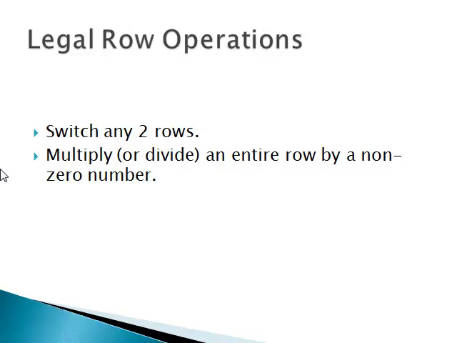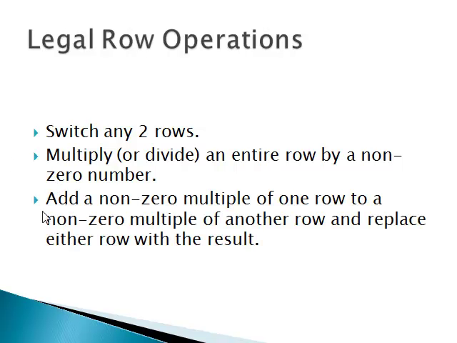Another legal operation that you can do is to multiply or divide an entire row by a non-zero number. If you want to multiply the whole first row by 5, that's great. If you want to divide the whole second row by 3, you can do that too. The third legal row operation, and this sounds kind of long, is to add a non-zero multiple of one row to a non-zero multiple of another row, and then replace either row with the result.